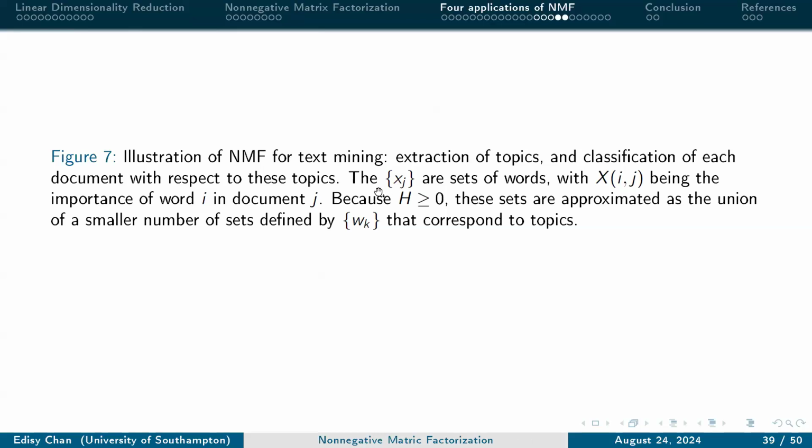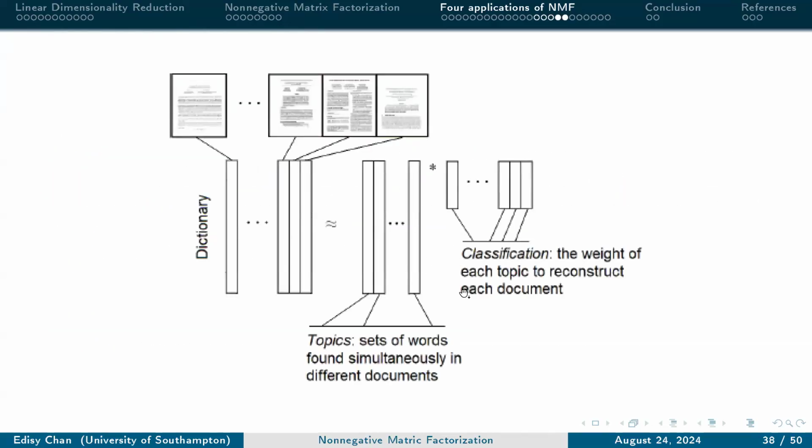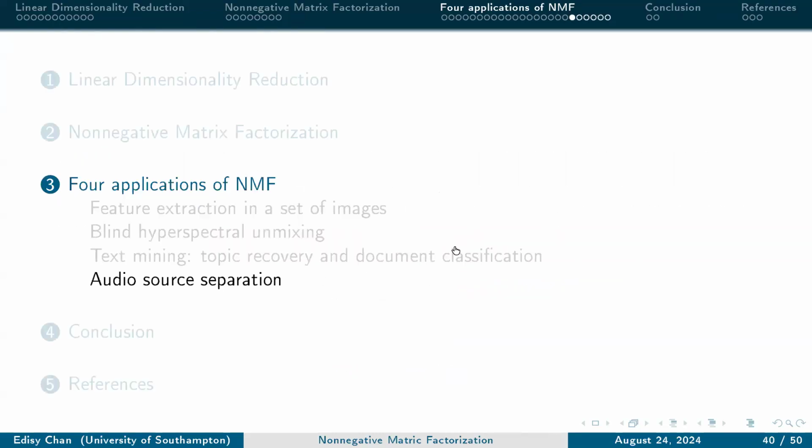Basically, the X are the set of words. The Xij is just the importance of the word i in the document j. Now those WK are the topics, and you know that those topics will be much smaller, right? So this is how we extract the data. And this is what we want the deep learning or machine learning algorithm to do for us, right?